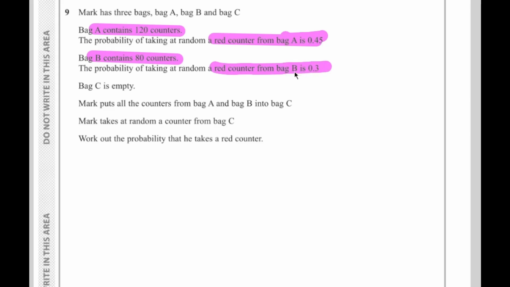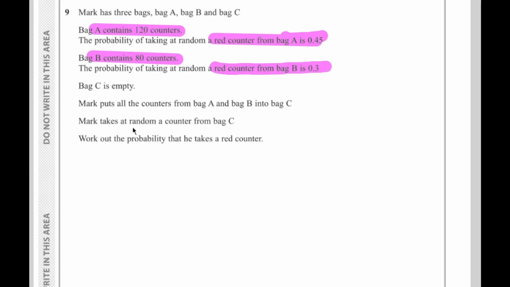Question 9 under probability. Mark has 3 bags, bag A, bag B and bag C. Bag A contains 120 counters. The probability of taking at random a red counter from bag A is 0.45. Bag B contains 80 counters. The probability of taking at random a red counter from bag B is 0.3.